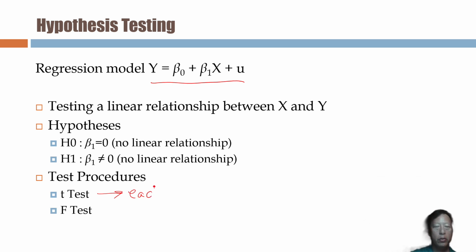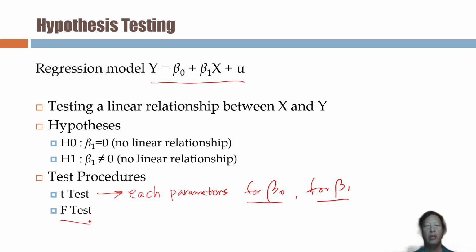for each parameters. For example, in our case, it's for beta 0 and for beta 1 separately. But f-test asks is there a linear relationship between x and y? So this is basically for beta 1.